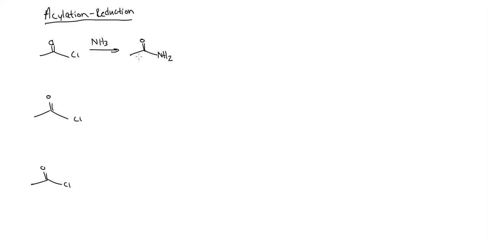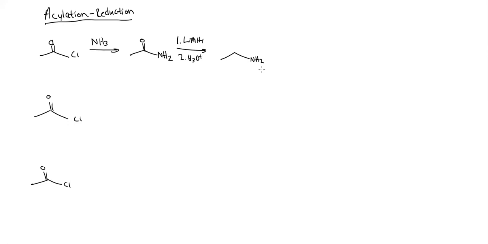So now I can take this and reduce it with lithium aluminum hydride, followed by H3O+. And what this gives me is just a primary amine. So the carbonyl group just goes away, and I get a primary amine. That's literally all I did. I just took that carbonyl group and erased it. C double bond O, it's gone.